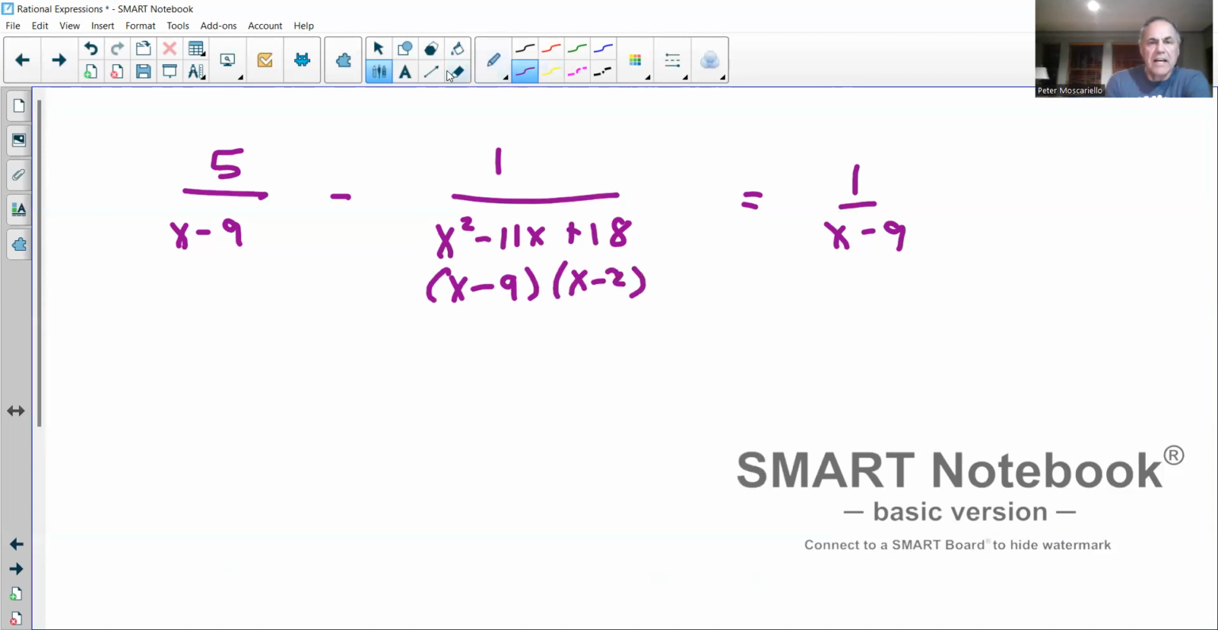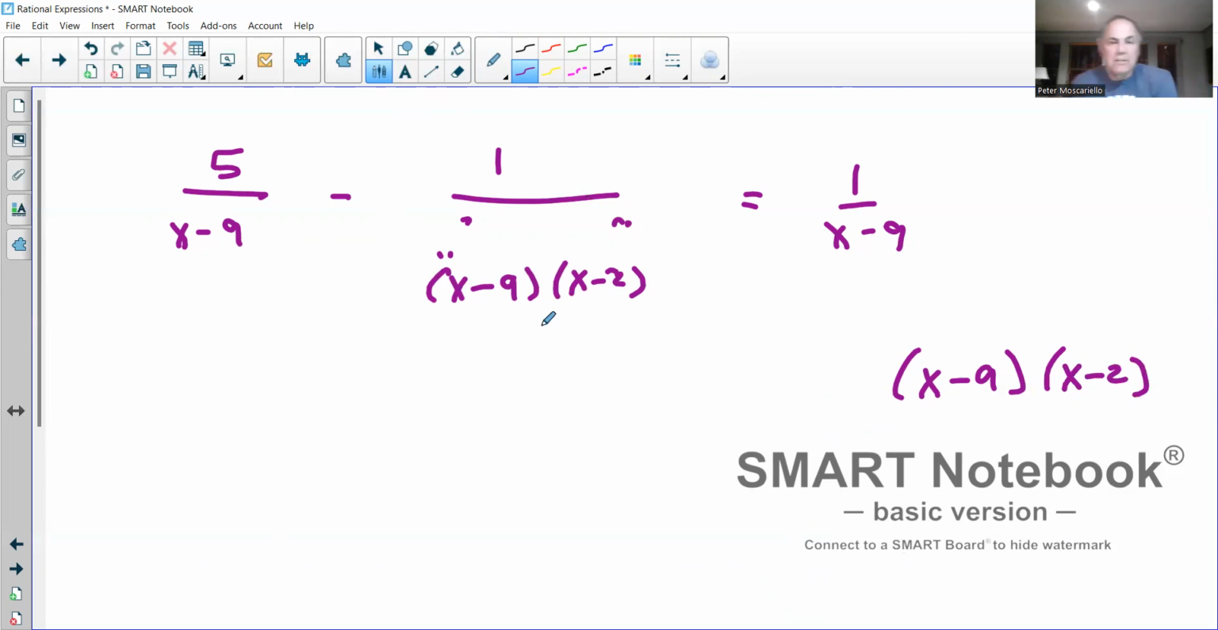So now that you have that, what's your LCD? Well, how many x minus 9s do I need? Well, what's the most it appears in any single denominator? Once. And I need an x minus 2. So once you do that, now it's just like page 5. Once you have factored and found your LCD, it's just like page 5. So here we go. X minus 9, x minus 2 over 1, over 1.